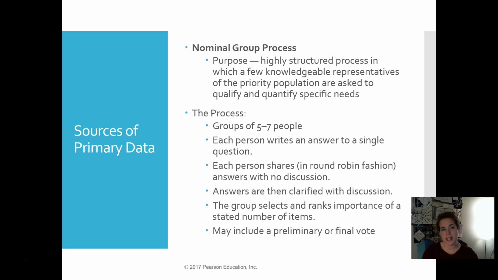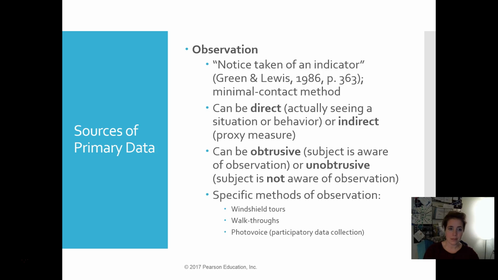And you're trying to get a knowledgeable, small group of people who are representative of the priority population all in one place so that you can quantify the qualified information. So again, rank ordering and prioritizing, this is a very useful tool in primary data collection. Other options include observations. If you aren't noticing a trend here, these things are very much used in other research capacities. This is just how they are wielded in a needs assessment capacity.